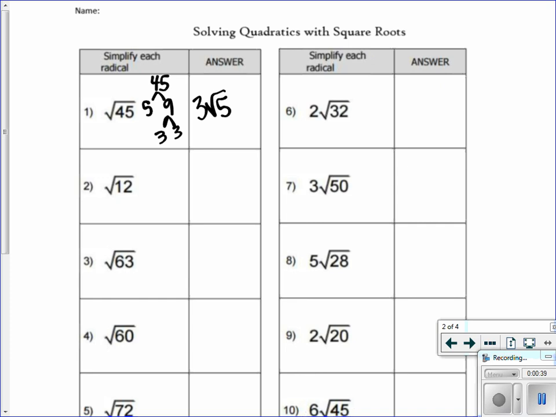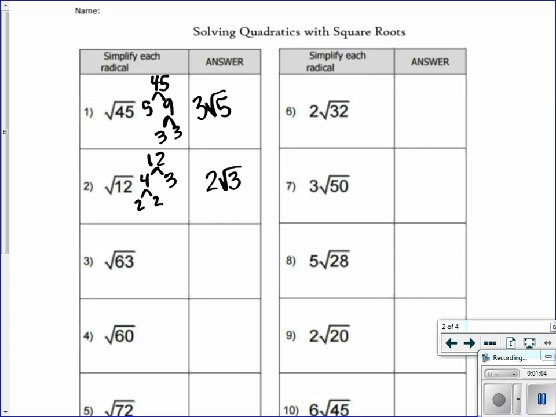What about number 2? What numbers multiply to give you 12? 4 and 3, and then 2 and 2. So 2 root 3. You can do the tree different ways, but you get the same simplified answer. Is this all kind of coming back to you?